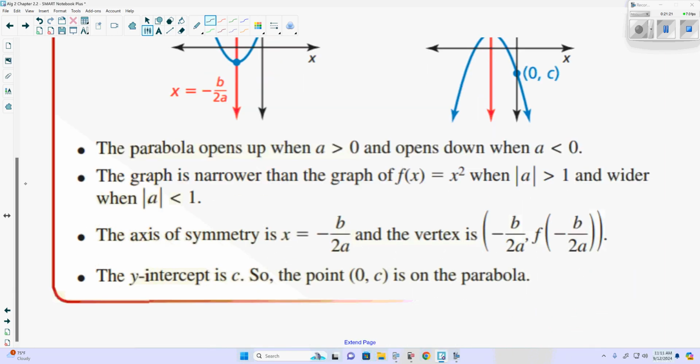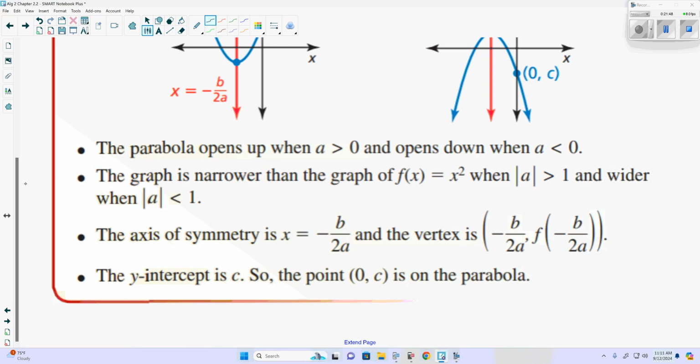The graph is narrower if the absolute value of a is greater than 1, and wider when the absolute value of a is less than 1. If it's between 0 and 1, it's a vertical shrink. If it's greater than 1, it's a vertical stretch. That still holds true. The axis of symmetry and vertex are a little bit different. Not by much, but just a little bit.